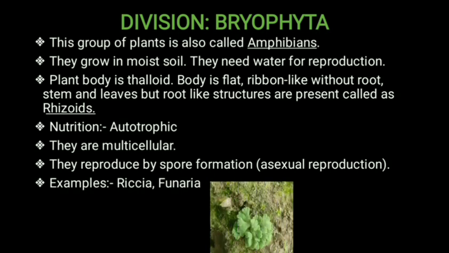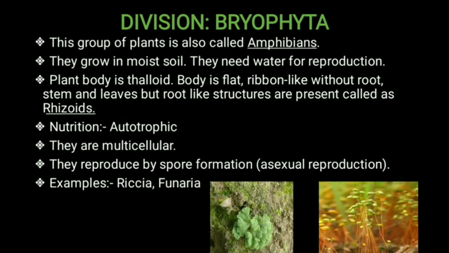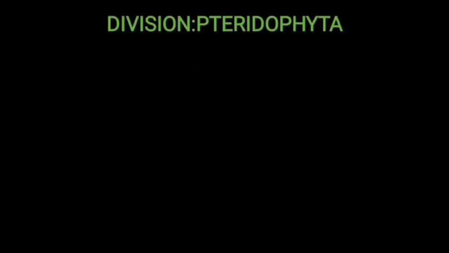Here is the example of Riccia. You can see this plant in your surroundings as well as in moist places. And the next, here is the picture of Funaria, children. The plant body is thalloid here. Like this. This is a thalloid body structure. Okay, children.